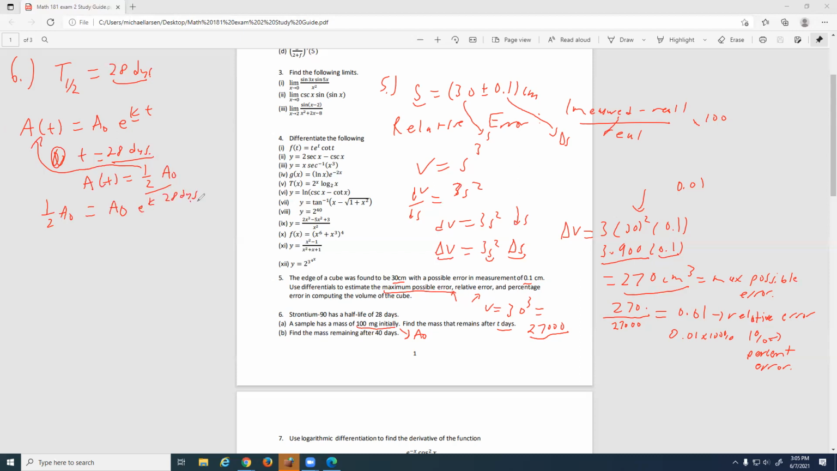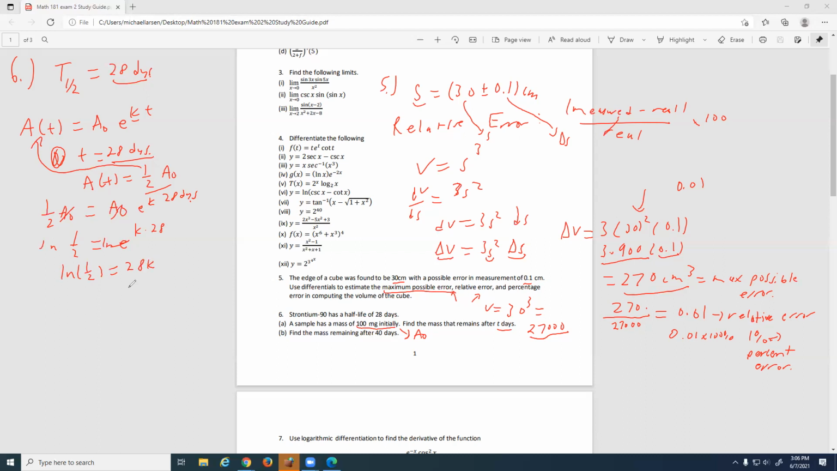You could plug in A naught and evaluate it from there, but you'll see they're going to cancel out because A naught is non-zero. Those two values just cancel out. So we get 1/2 is equal to e to the k times 28. From here, we can continue isolating k by taking the natural log of both sides. These will cancel, and we'll get natural log of 1/2 is equal to 28k.